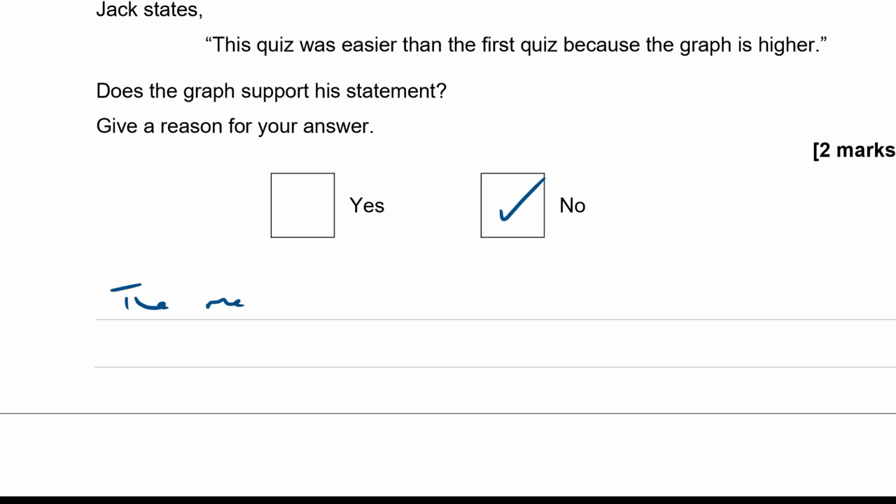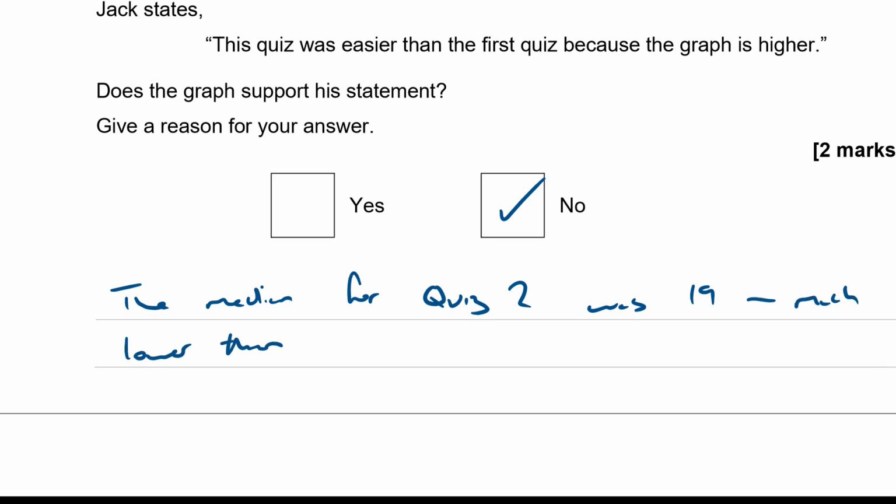The median for quiz 2 was 19, much lower than quiz 1.